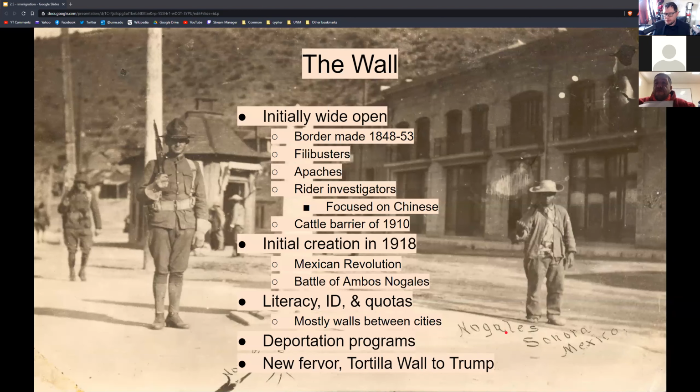But with these deportation programs that we've already talked about, there became more and more of an impetus to enforce the border more and more and more. And so, especially in the 1990s, with a huge amount of push right after the end of the Cold War, the Clinton administration passed a bill to pay for what was called the Tortilla Wall, which was essentially a wall for the entire border of California, blocking its border between Baja California and Sonora.